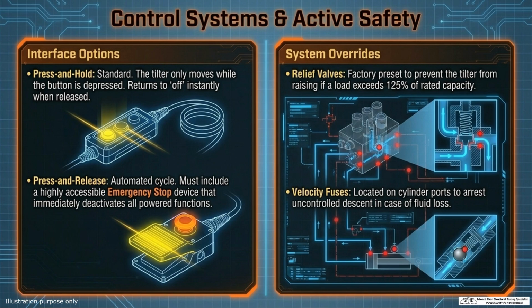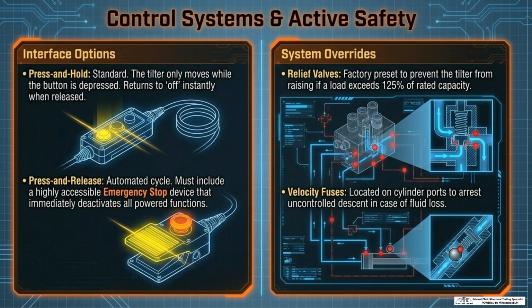The requirement? A highly accessible emergency stop device that immediately deactivates all powered functions. Slow. Highly accessible is not a vague term. It means reachable without repositioning the body. On the system override side, relief valves are factory preset to prevent raising if a load exceeds 125% of rated capacity. Velocity fuses at cylinder ports arrest uncontrolled descent in the event of fluid loss.